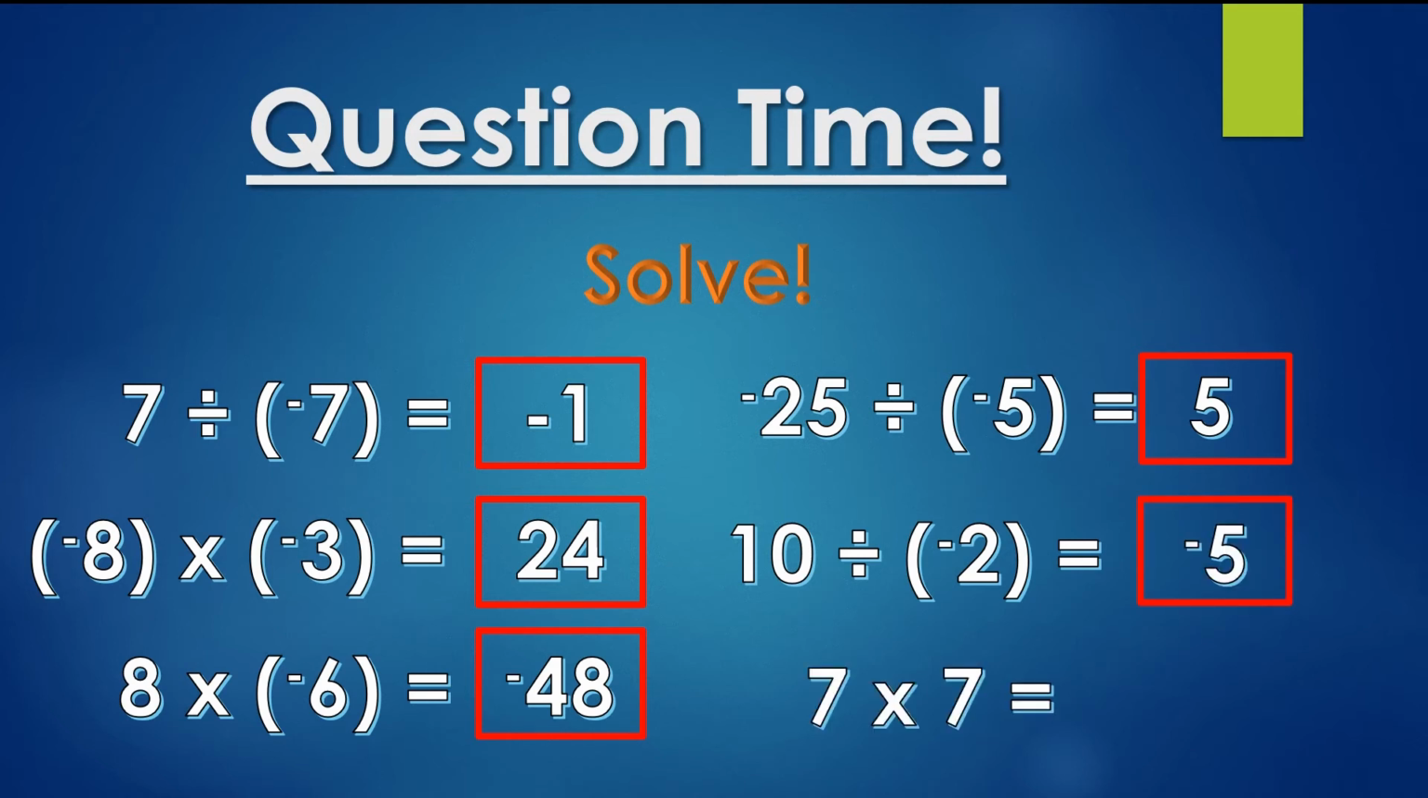And finally, 7 times 7. This should be easy for you. They're both positive, so 7 times 7 is 49, and it's going to be positive.